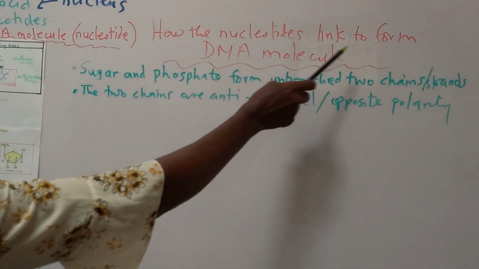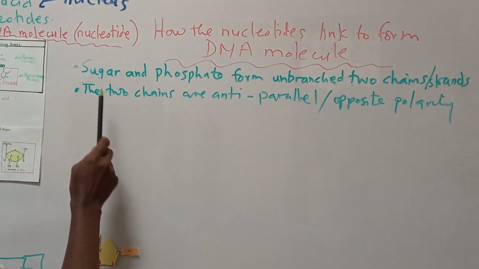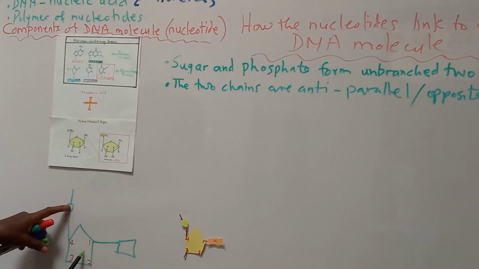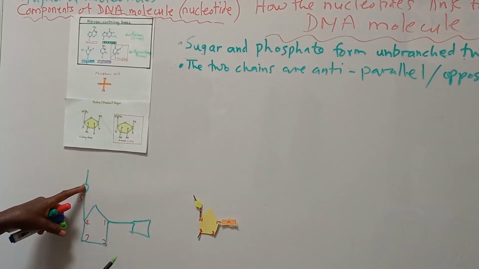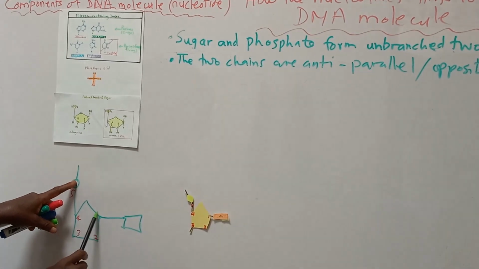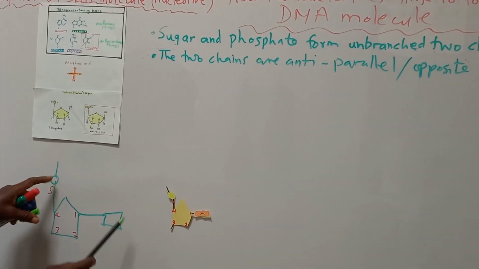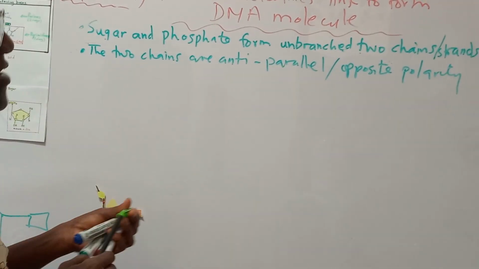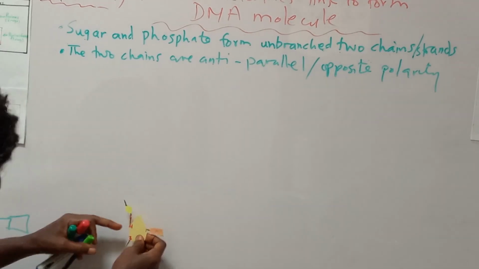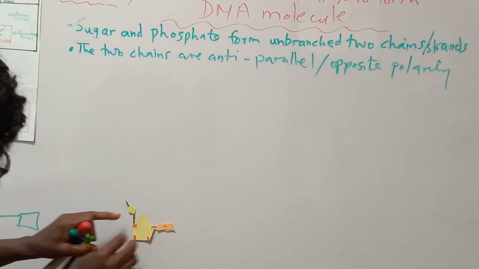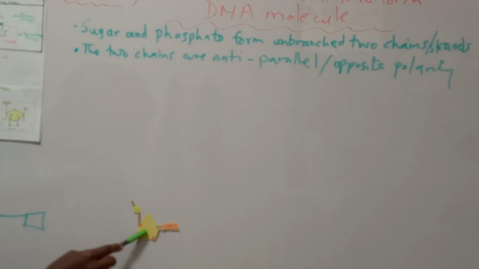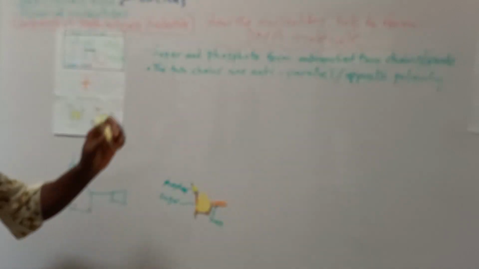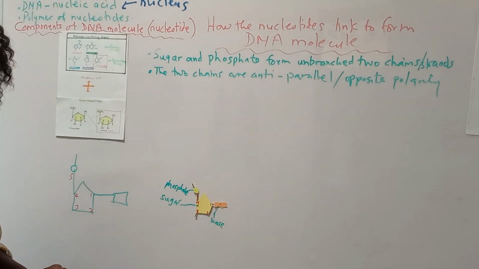How do the nucleotides link to form the DNA molecule? The sugar and the phosphate, here is phosphate, sugar, form a long unbranching chain, with the bases at right angles. So we are going to demonstrate how it happens. The 2 chains are anti-parallel. I have a nucleotide here. This is the phosphate, this is the sugar, this is the base, and this base is adenine. So the anti-parallel nature goes like this.